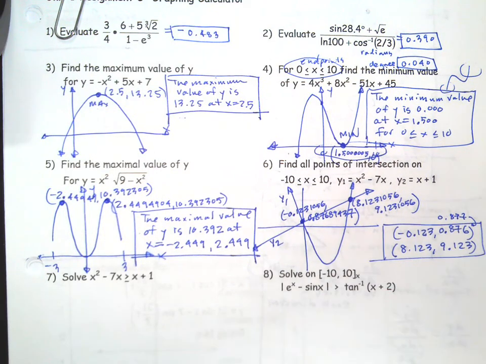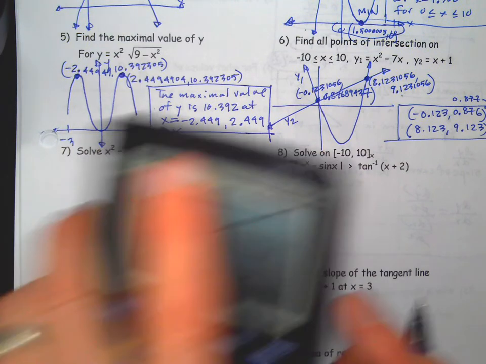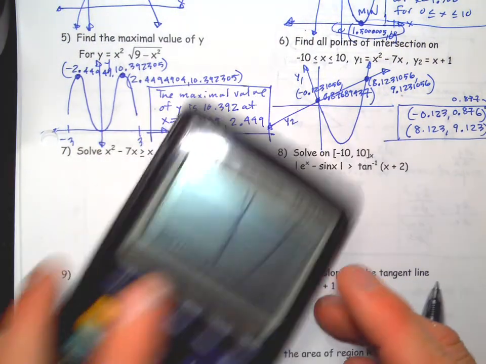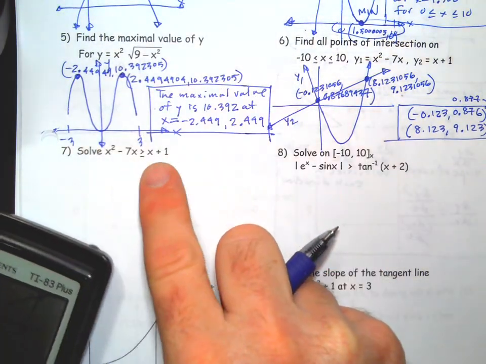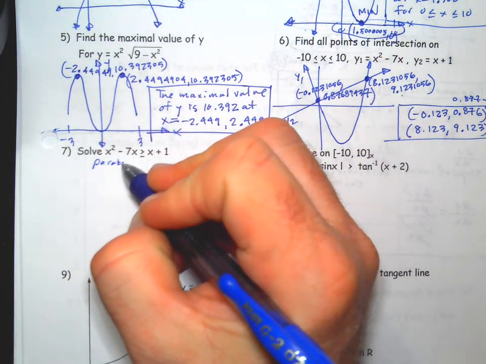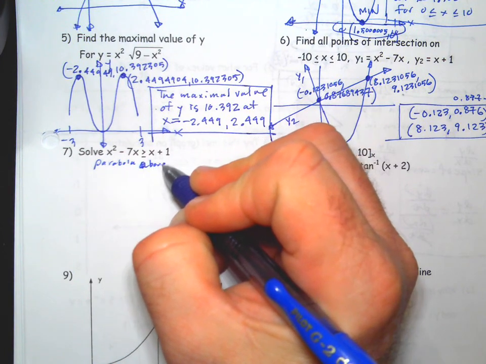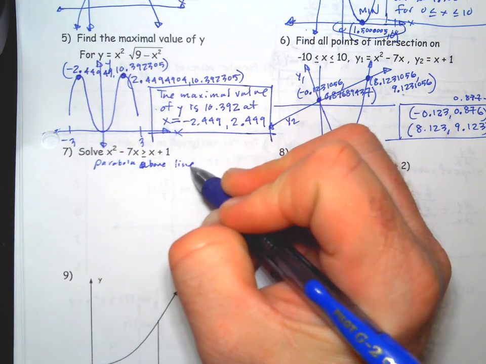3 decimals actually for final answers. Draw graphs, label stuff on the graph. I want to kind of know what your strategy is. Now, these are the same equations. So this could be, where is the parabola below, above or equal to the line?